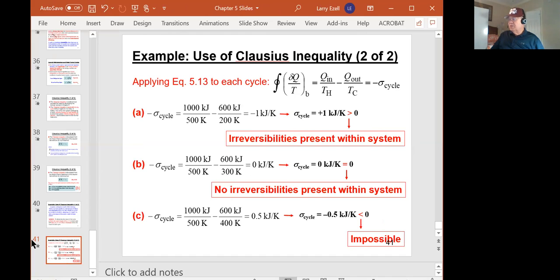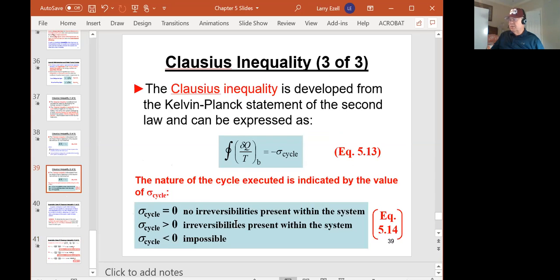So 1,000 over 500 is 2. 600 over 300 is 2. So 2 minus 2 is 0. So the cyclic integral is 0. So what does our little cheat sheet back here say? If it's 0, then it's a perfect system. It's a reversible system. No irreversibilities are present. It meets the Carnot criteria.